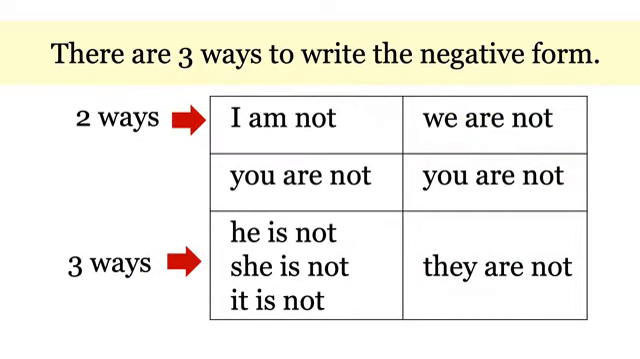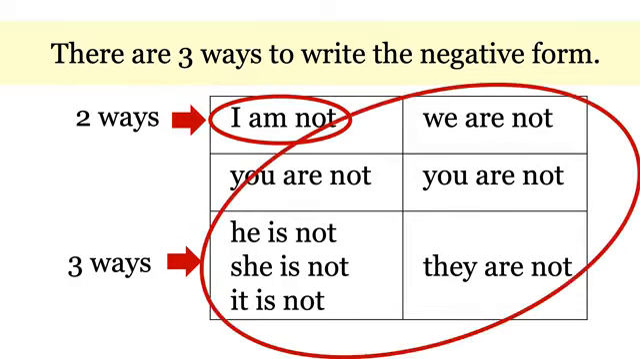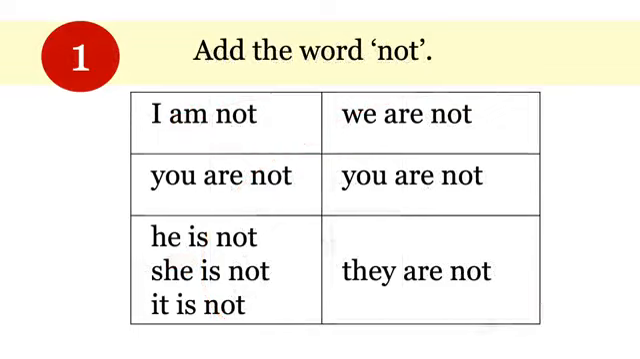Let's take a closer look. There are 3 ways to write the negative form. Actually, that's not true. There's only 2 ways for I am, for first person. But there are 3 ways for all of the other forms. Let's look. The first way, you know, add the word not. I am not, you are not. This is simple.